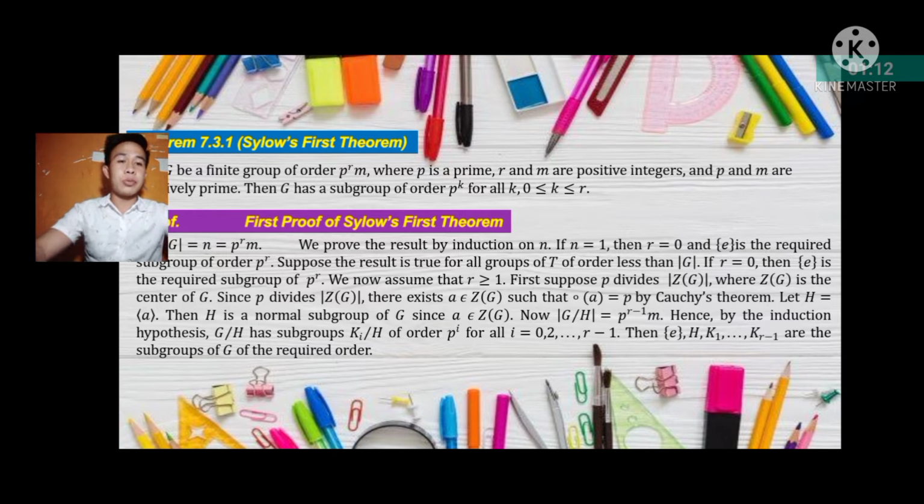Now let us proceed. Now the order of the quotient group is equal to p to the power r minus m. Hence, by the induction hypothesis, the quotient group has subgroups K sub i over H of order p to the power i for all i equal to 0, 1, 2, up to r minus 1. Then the identity element H, K sub 1, up to K sub r minus 1 are the subgroups of the group G of the required order.